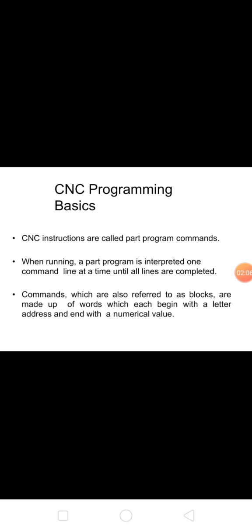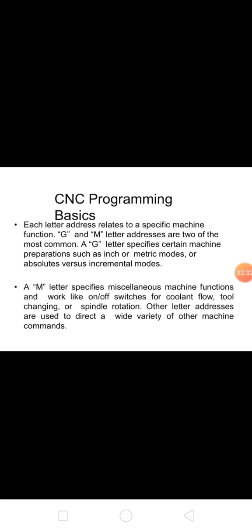Now, the CNC instructions are called part program commands. When running, a part program is interpreted one command line at a time until all lines are completed. Commands, which are also referred to as blocks, are made up of words which each begin with a letter address and end with a numerical value. Each block can be made using two main letters, G and M. The G letter is for preparatory functions and the M letter is for miscellaneous functions.